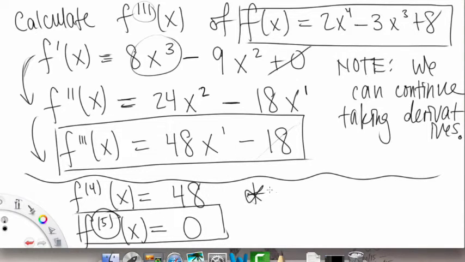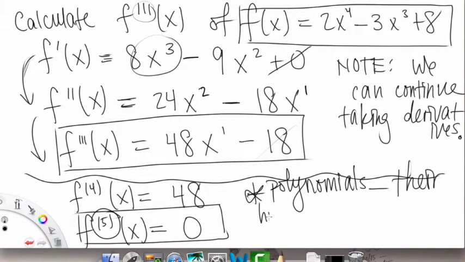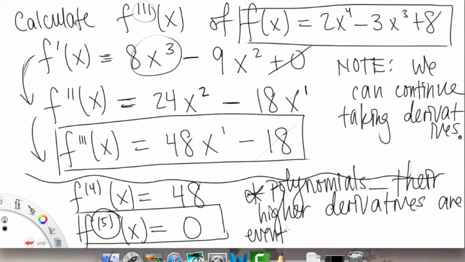The concept here is that when you're working with polynomials, their higher derivatives, higher meaning as far as you want to go, are eventually the 0 function. As we see in this example, if we were to go to the 5th, 6th, 7th, 8th, 9th derivative, and so on, we would just get the 0 function every single time.